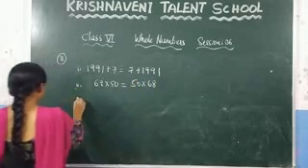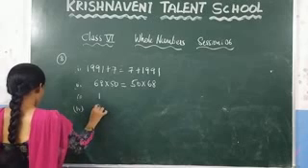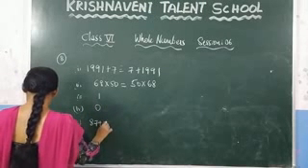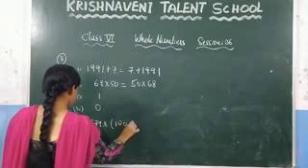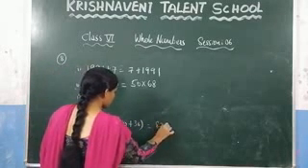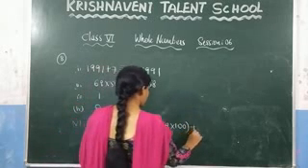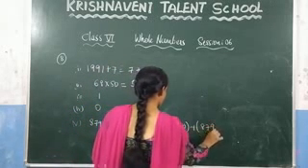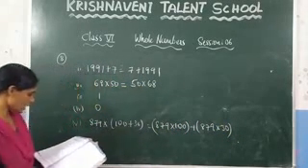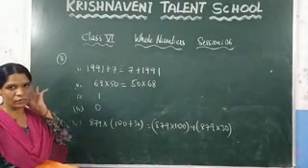And the third one... 1410, and the fifth one they have given: 879 × (100 + 30) = 879 × 100 + 879 × 30. These are the 5 questions they have given. You need to match the following they have given here.